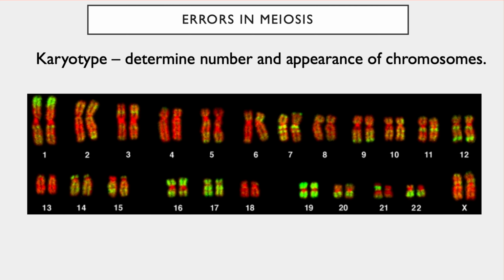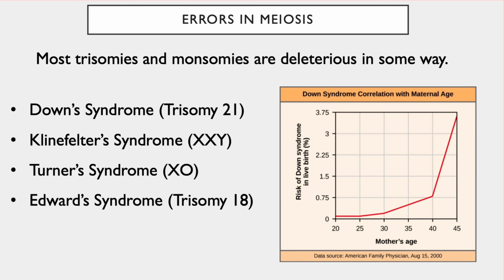It turns out that some of the disorders you have probably heard of, but didn't realize why or what that disorder was caused from. Most trisomies and monosomies, this means trisomy having 3 sets of chromosomes or monosomies having 1 set of chromosome, are deleterious in some way or negative in some way for that organism. Some human errors in meiosis create syndromes or disorders that I have listed here.